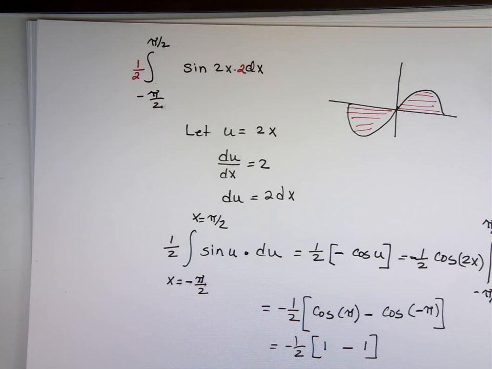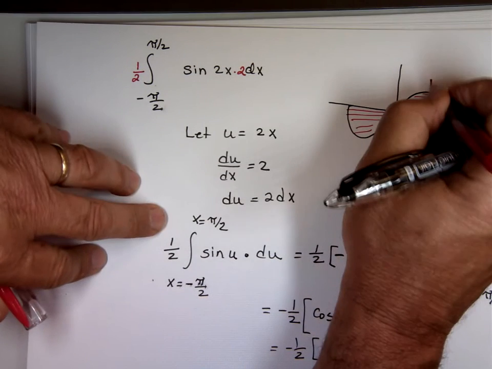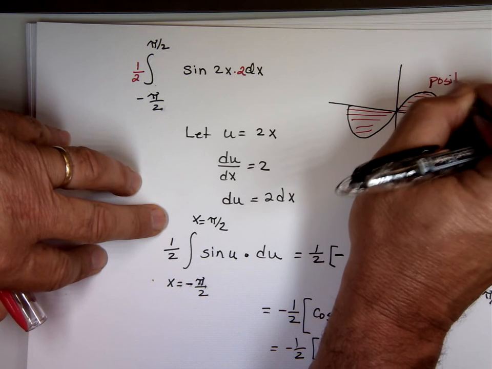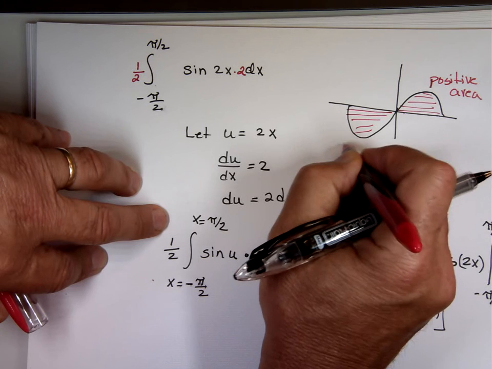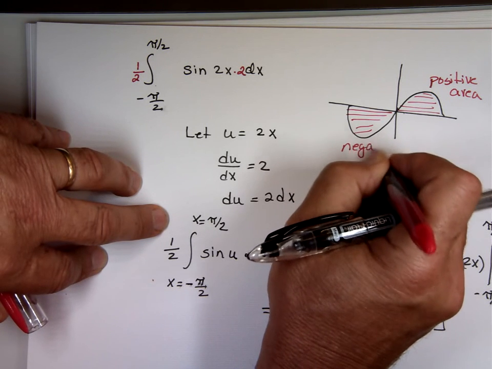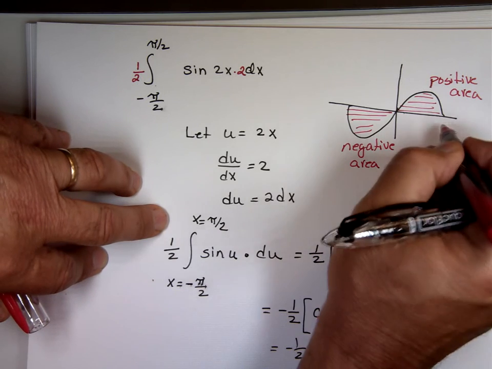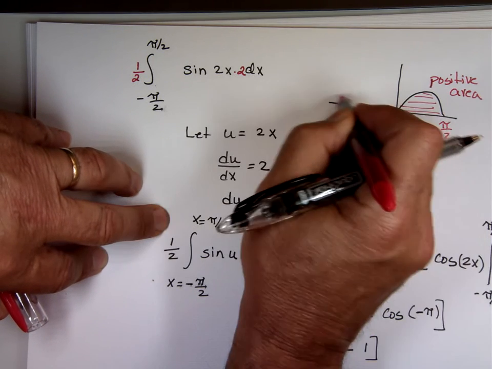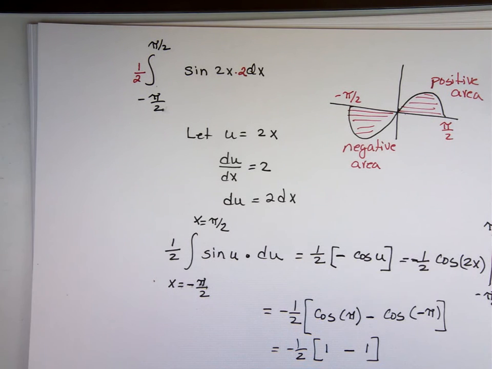Because if you're above the x-axis, that's a positive area. And below the x-axis, that's a negative area. And since you're going from the same exact spot, this area will be identical to that. And one is positive, one is negative, you end up with 0 for an answer. So that's why your answer is 0.